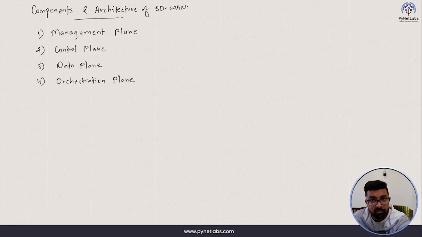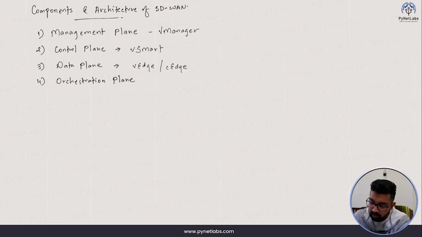And if we speak about the component that deals with every plane, the management plane is taken care of by a component called vManager. The control plane is taken care of by something called vSmart. The data plane is taken care of by vEdge, or you can also call it cEdge. And the orchestration plane is taken care of by vBond. So these are the total four components that come along with the SD-WAN solution.